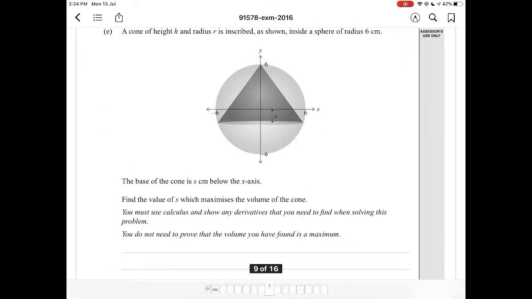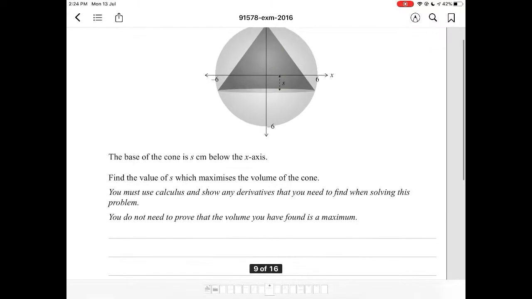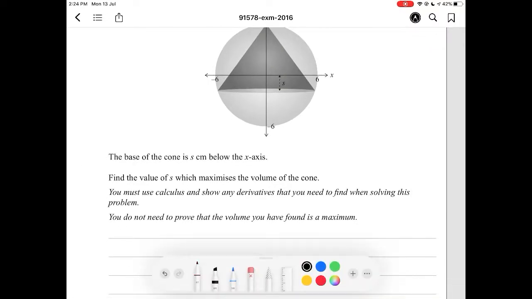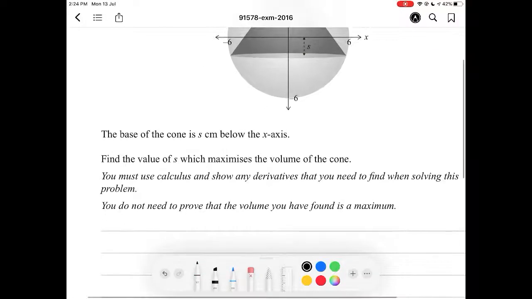Question E, a cone of height h and radius r is inscribed as shown inside a sphere of radius 6 centimeters. The base of the cone is s centimeters below the x-axis. Find the value of s which maximizes the volume of the cone. First thing first, we'll write down the formula for the volume of the cone, which is V equals 1 over 3 pi r squared h.